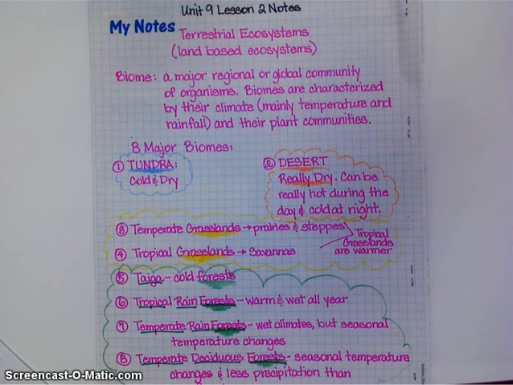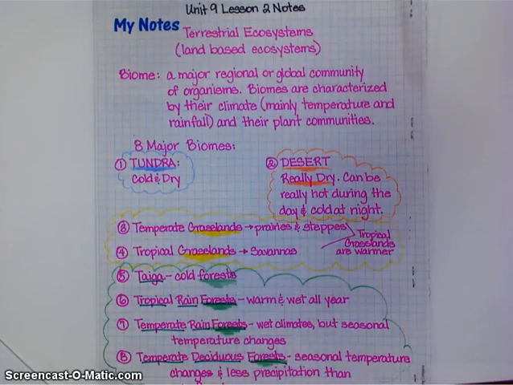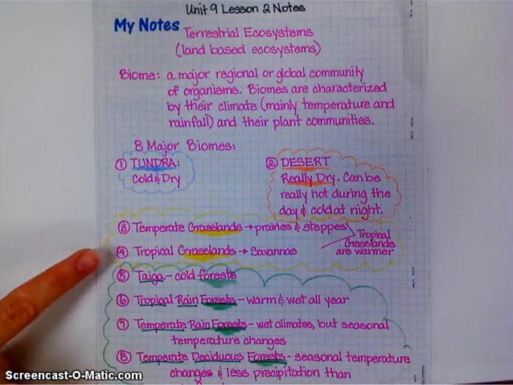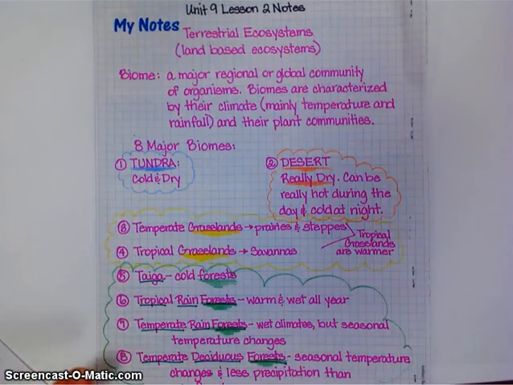All right, and to wrap up Lesson 2, I have some notes that I added on the back. Remember, I couldn't use the front because it had the Unit 1 notes still. But on the back of the Lesson 2, I put the Lesson 2 notes about terrestrial ecosystems. What's a biome? It's a major regional or global community of organisms. And biomes are characterized by their climate and their plant communities. There are 8 major biomes: tundra, desert, temperate grasslands, tropical grasslands, taiga, tropical rainforests, temperate rainforests, and temperate deciduous forests.